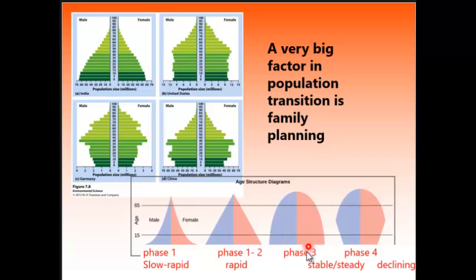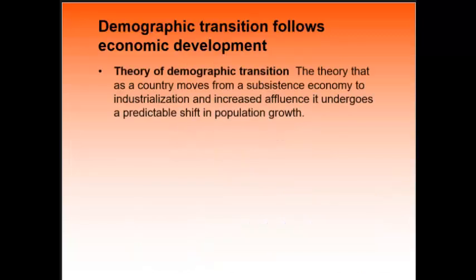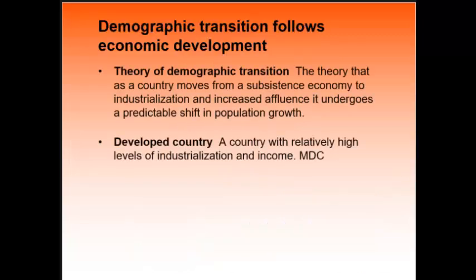And then our phase 3 is stable and steady. That's the US. And phase 4 is where our growth is declining. And you can tell because the reproductive age group is having fewer babies. So demographic transition is really just a theory. That's where a country goes from a subsistence economy to industrialized, and it's related to affluence. So this is a theory. This can be disrupted and not work exactly as the theory goes if there's a major war or something else occurs.